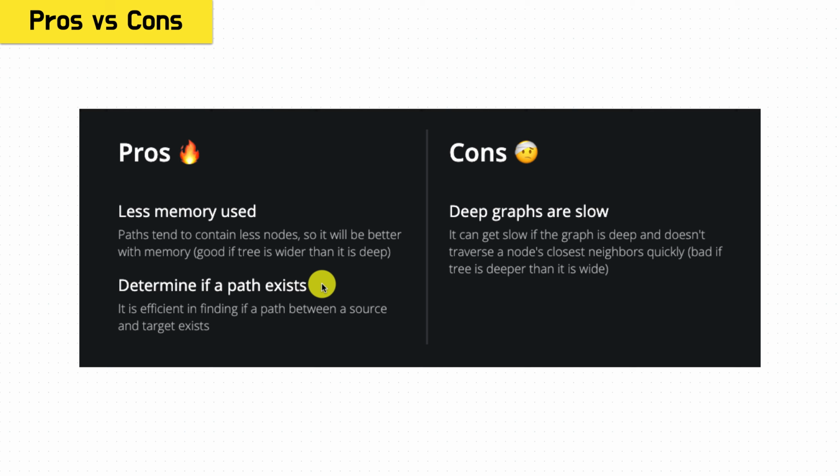Depth first search is always a good choice when you want to determine if a path exists. So if you're going from a starting node to an ending node, if you follow paths to their end, you will reach this termination point quicker than if you checked all the neighbor nodes first, which would happen with breadth first search. Then the con is if your graph does get deep, if this assumption breaks that it is wider than it is deep, then your algorithm will actually slow down and not be the best choice.